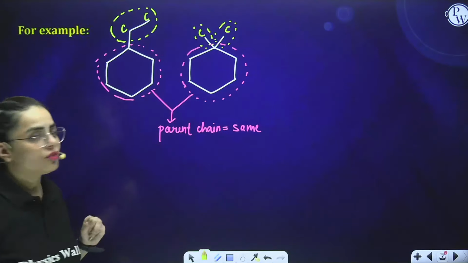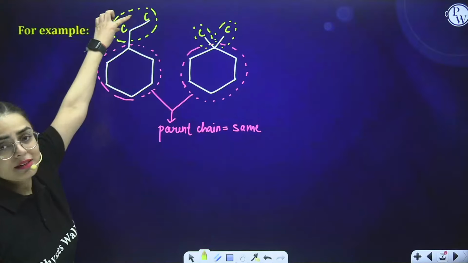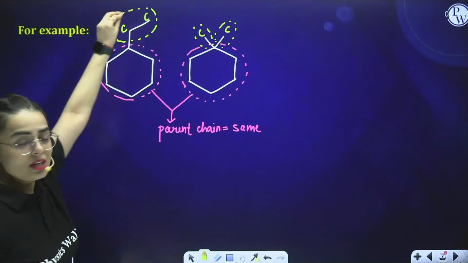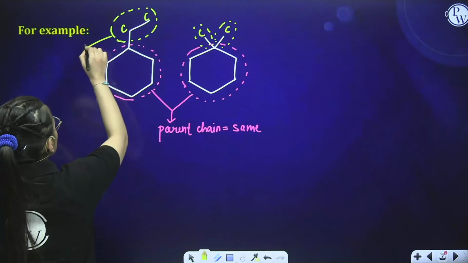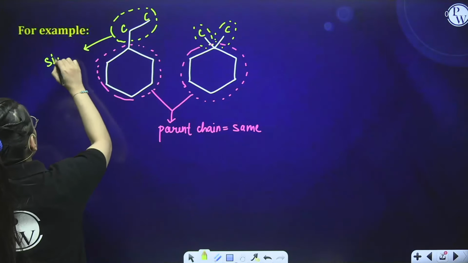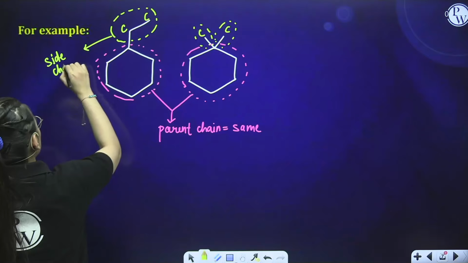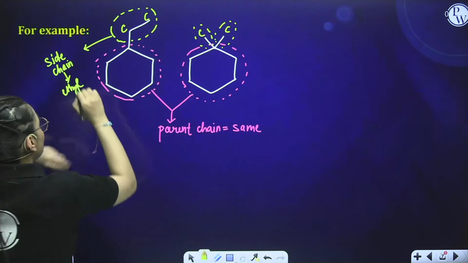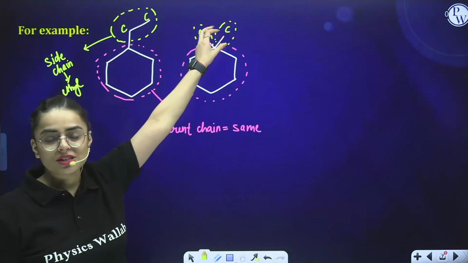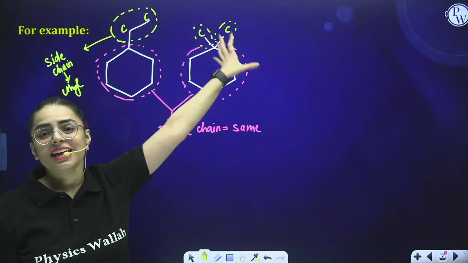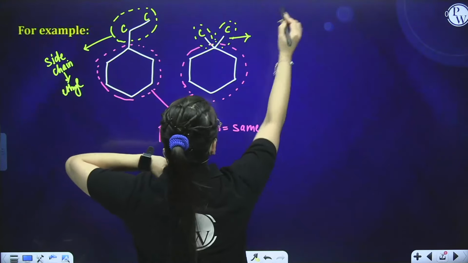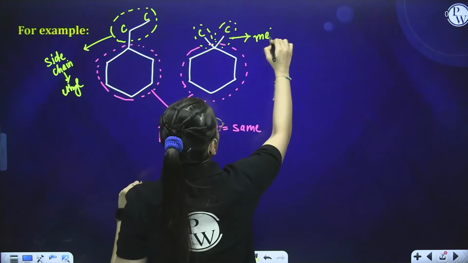So what I am observing here is that there are 2 carbons attached. That means it is an ethyl group. You're getting my point? Here this side chain has an ethyl group attached. But if I talk about this side chain, students, then what I observe here is that they have a methyl group attached over here. They have a single carbon, that means a methyl group attached over here.